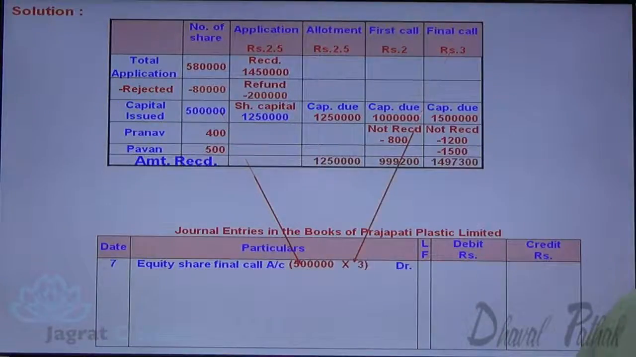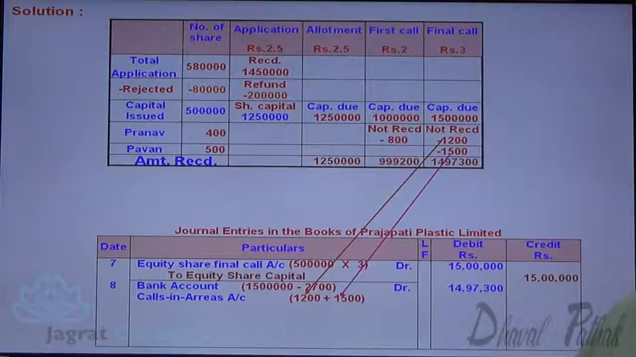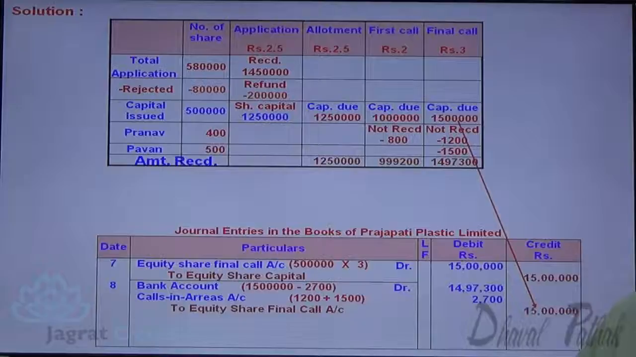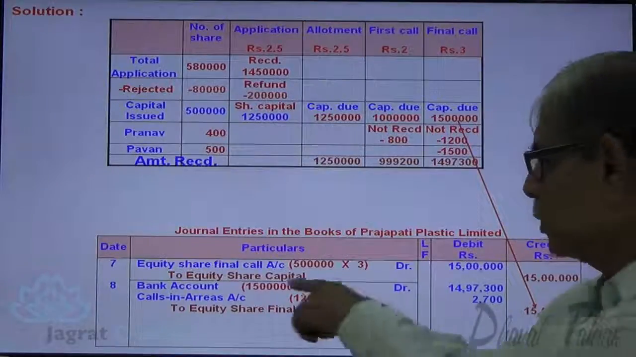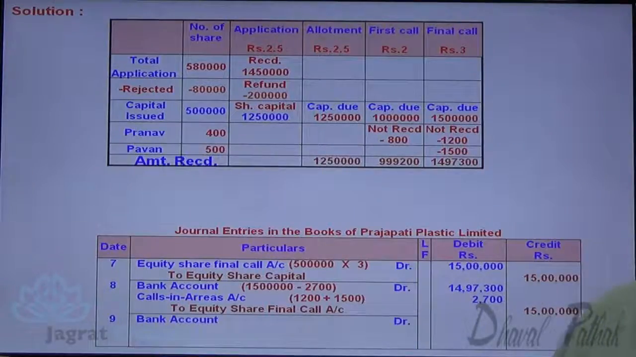5 lakh into 3 to equity share capital account credit. Now amount received is less by 2,700 rupees. So 14,97,300 is the amount received. Calls in arrears account debit 1,200 plus 1,500, 2,700 to share final call account. Here I should have written the debit, which I forgot. To equity share final call account.